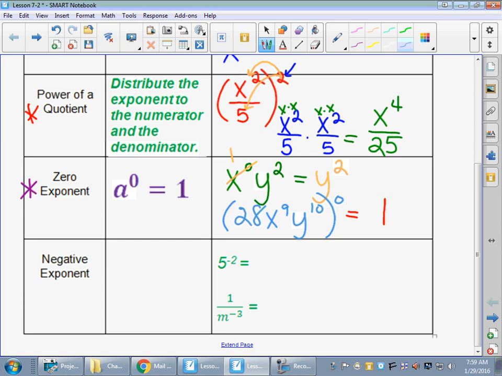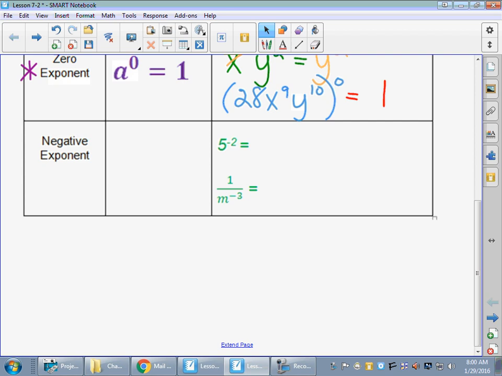Don't be fooled by that. Anything that is raised to the 0 power is always 1. It's a good one. Keep that one in mind. I will try to trick you with that. Don't fall for my games.